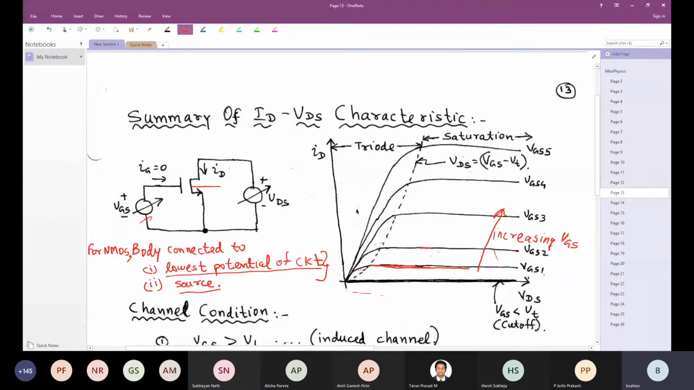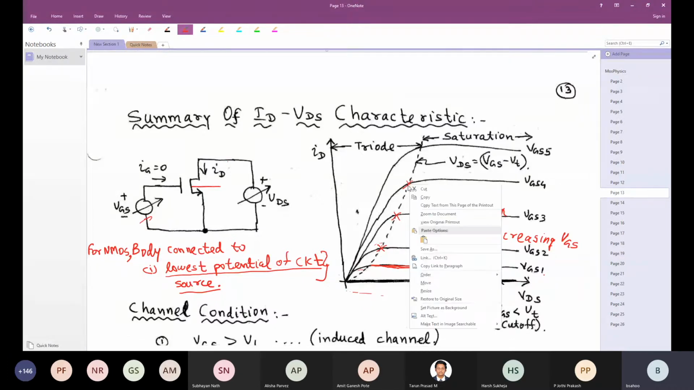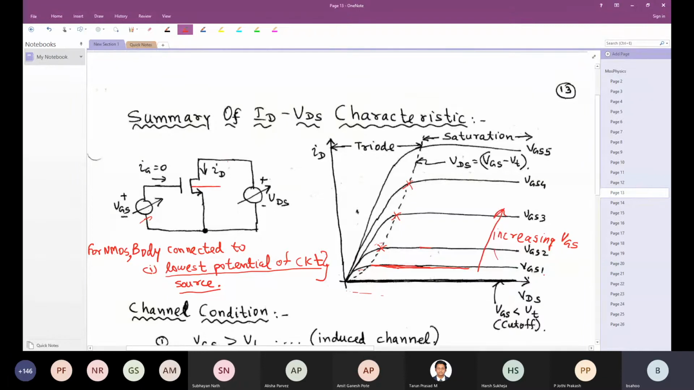Because at the point when it hits saturation, at this point, this point, this point and this point, what is the current equation? ID equal to VGS minus VT square. So here it is VGS2 minus VT square. Here it is VGS3 minus VT square. Here it is VGS4 minus VT square. Therefore ID versus VGS, if I consider VGS as the x-axis, this will be a parabola.